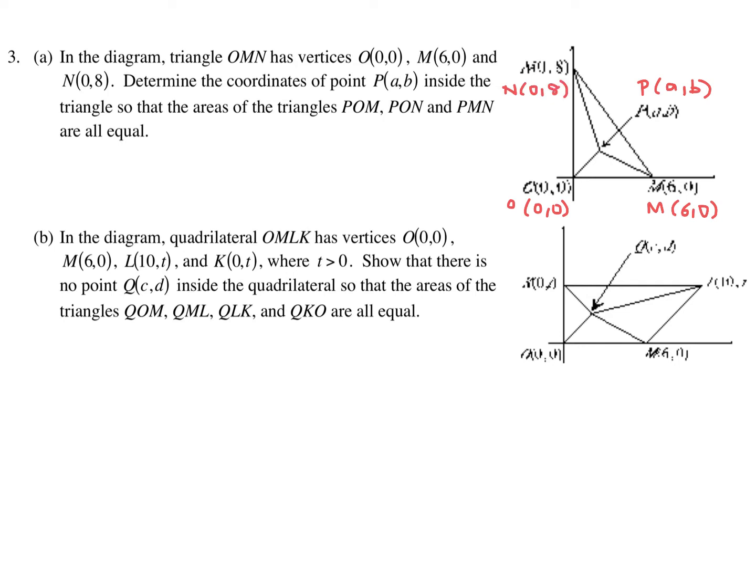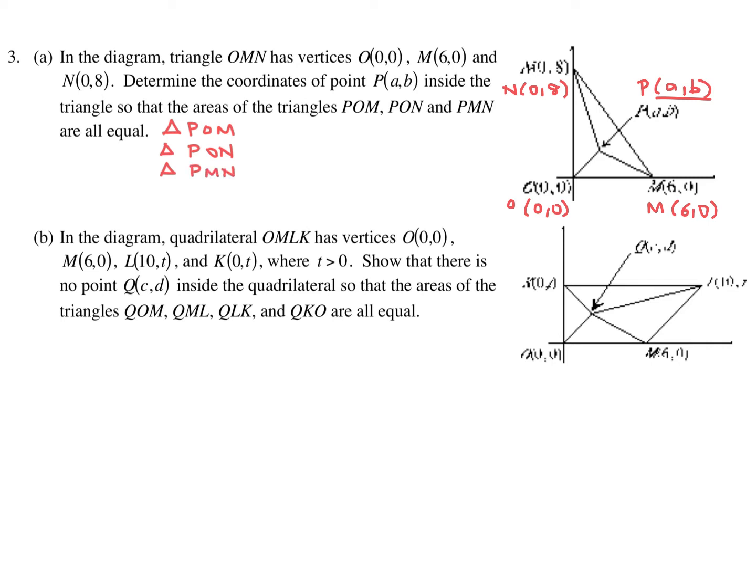And they're saying that they want you to figure out what are the coordinates so that three triangles have equal area. And those three triangles are triangle POM, triangle PON, and triangle PMN.